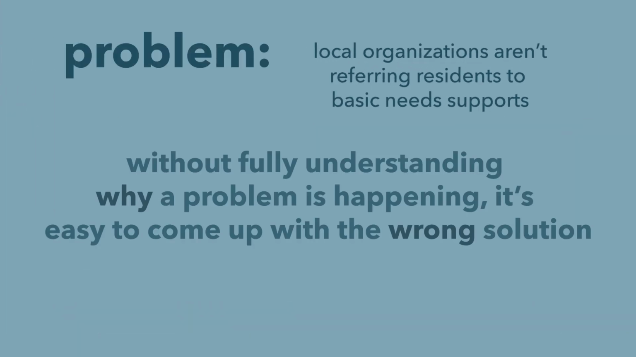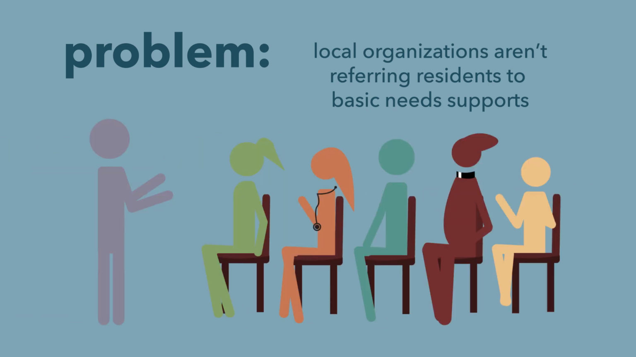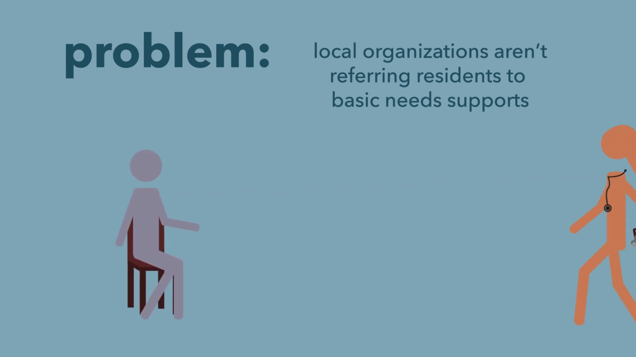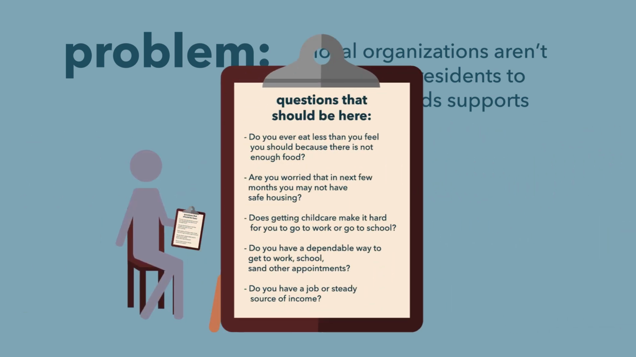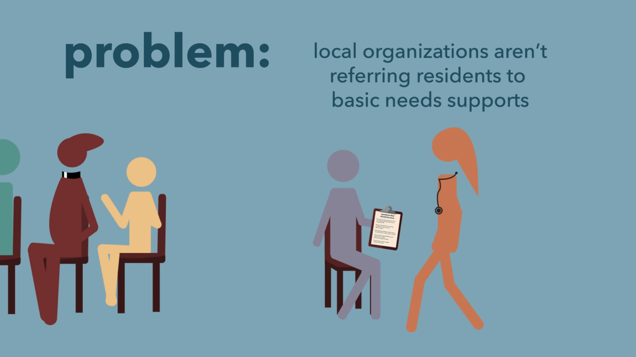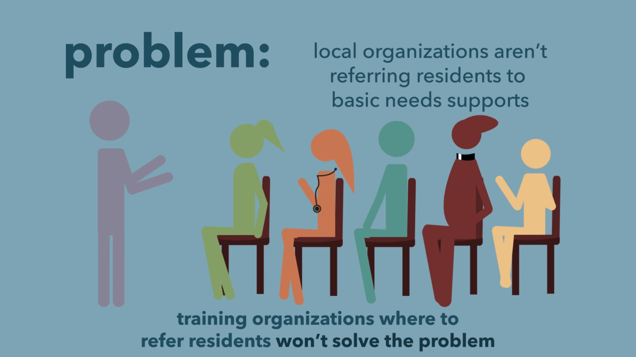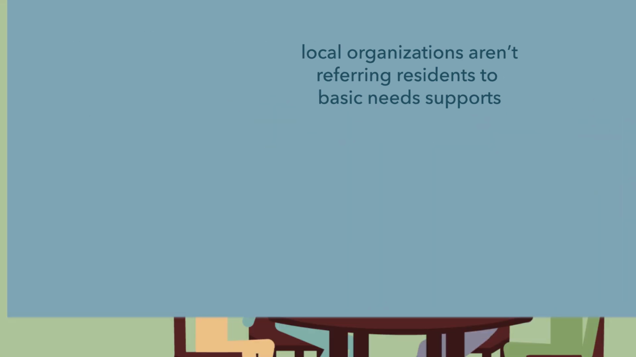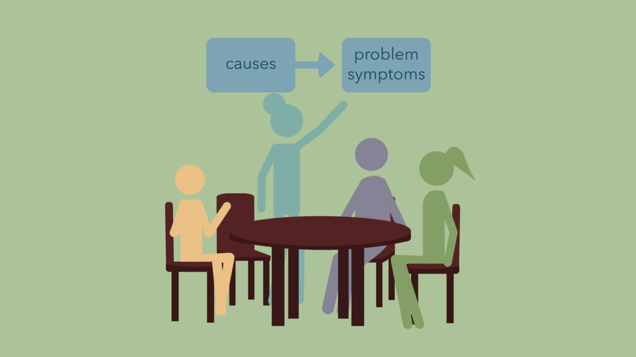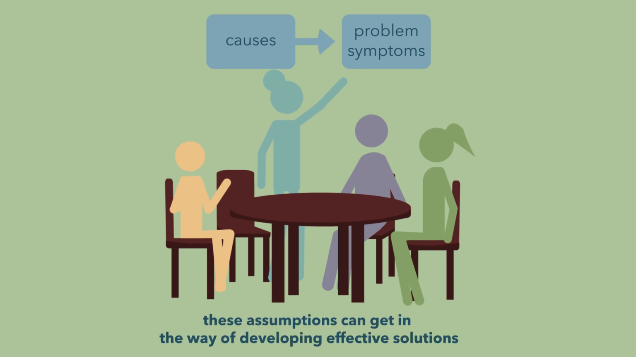When you jump to solutions without fully understanding why a problem is happening, it's easy to come up with the wrong solution. For example, imagine someone at the meeting suggests training local organizations on where to refer residents for basic needs supports, without fully understanding that the main reason organizations aren't making referrals is because they don't even screen clients for basic needs to know a referral is needed in the first place. Without also addressing this screening issue, simply training organizations on where to refer residents won't be enough to solve the problem. We all have a habit of making quick assumptions when problem solving. Unfortunately, these assumptions can get in the way of developing effective solutions.